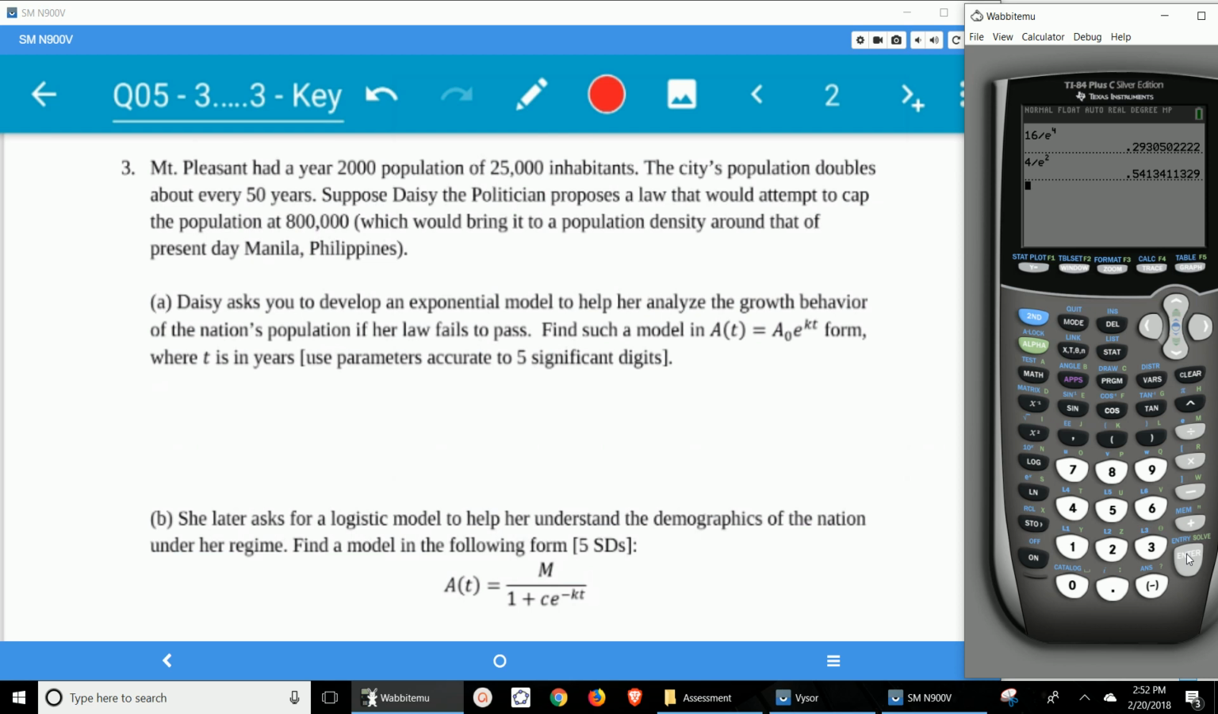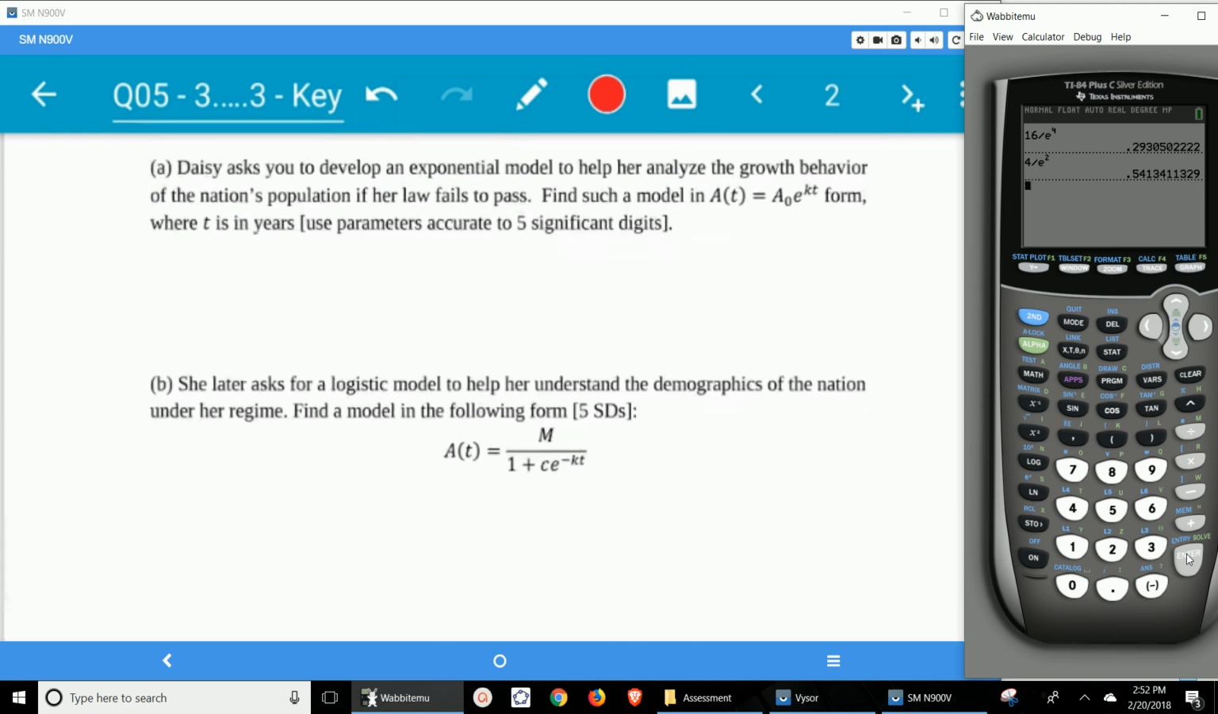So Mount Pleasant has a 2,000 population of 25,000 inhabitants. The city's population doubles every 50 years. A politician wants to cap it at 800,000. Okay, so A naught is the initial value of this exponential function, which they said was 25,000. That's the starting population. And then the doubling time means that you'll have a population double that in 50 years.